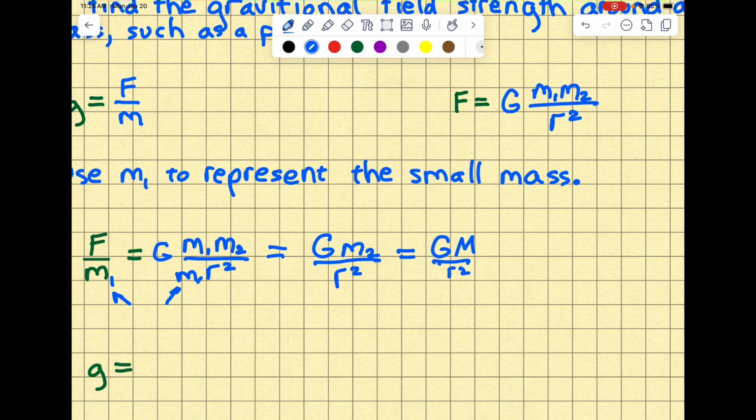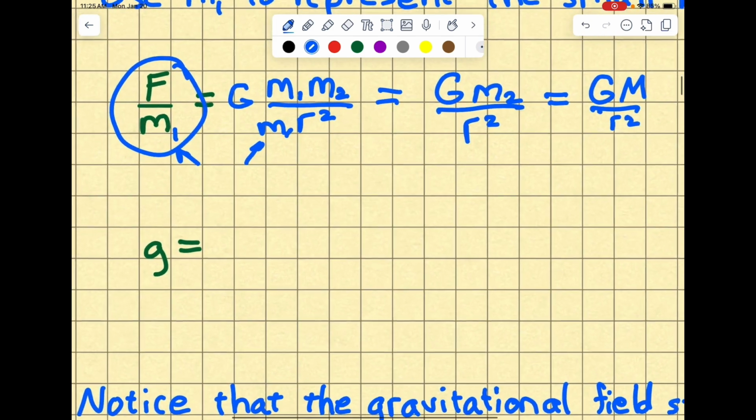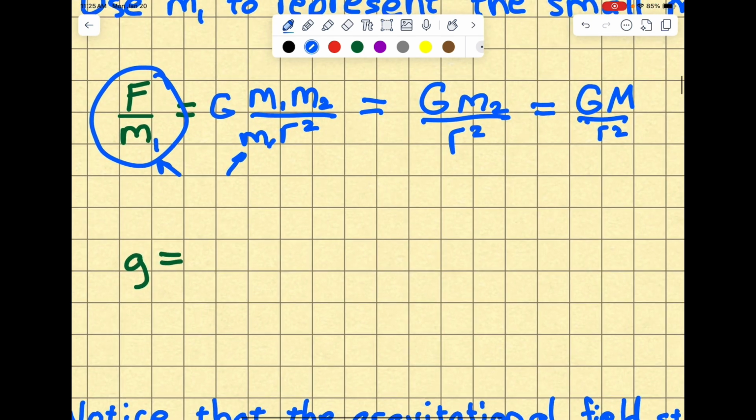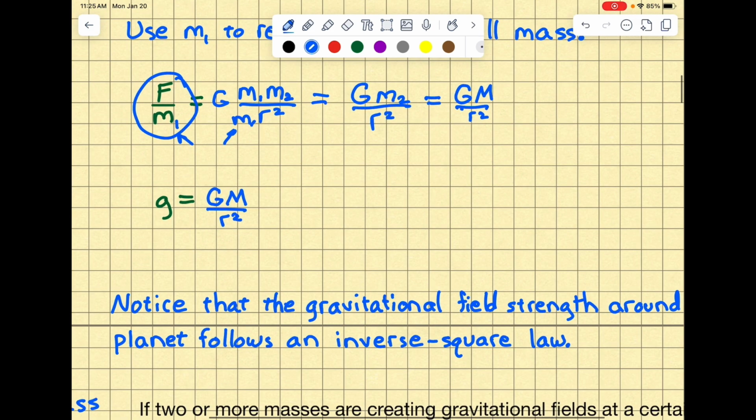R squared, which is equal to F over m, which we know is equal to g. So we've got this new expression. We can say g, or the gravitational field strength, is equal to the universal gravitation constant times the mass of the planet divided by r squared. You'll notice that the gravitational field strength around the planet follows an inverse square law. It's divided by r squared.